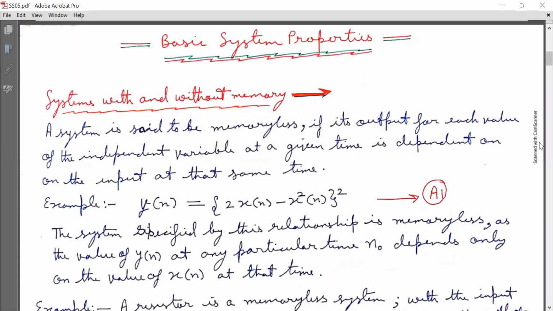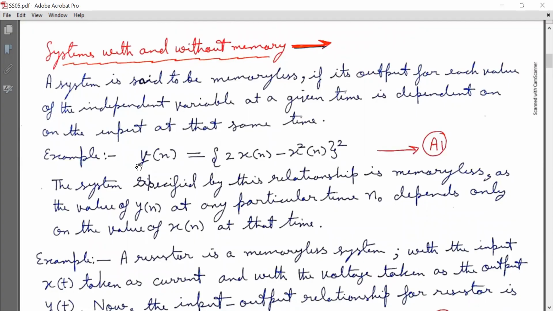Now I'm going to talk about basic system properties. Now first, systems with and without memory. A system is said to be memoryless if its output for each value of the independent variable at a given time is dependent on the input at that same time.